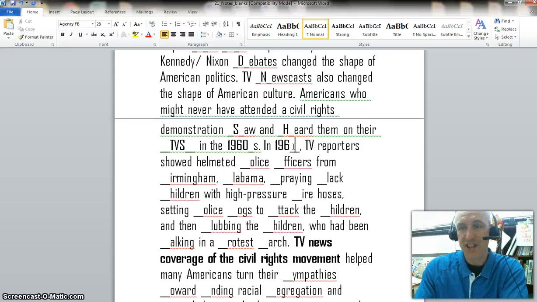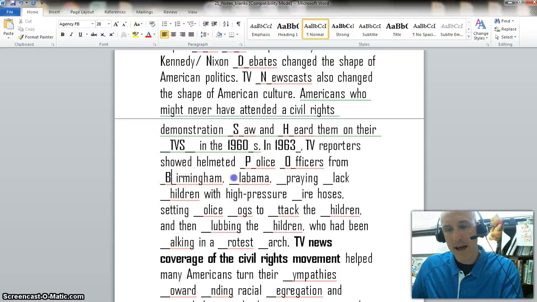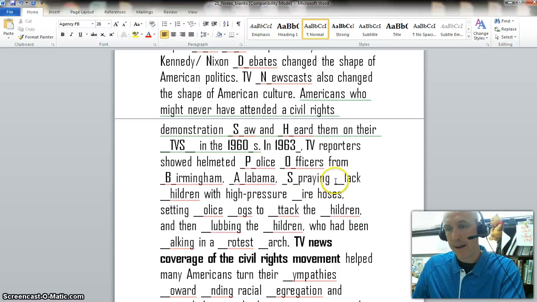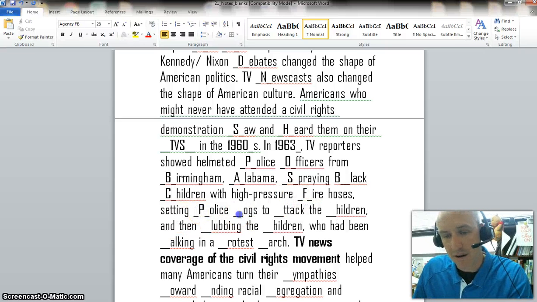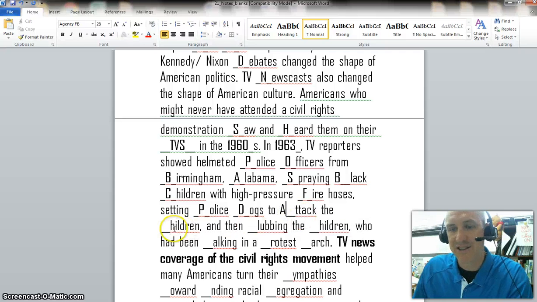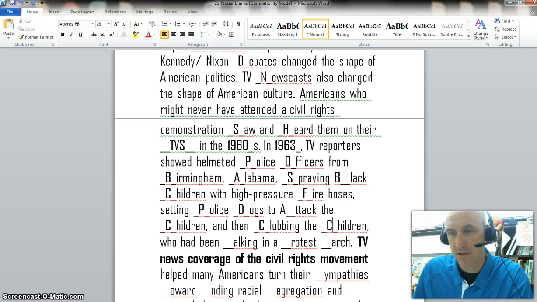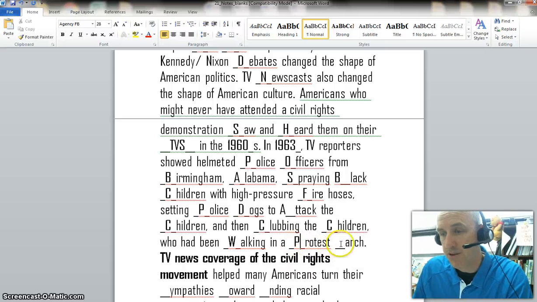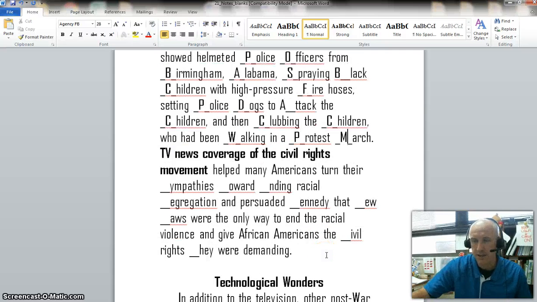The year 1963, all right, TV reporters showed helmeted police officers from Birmingham, Alabama, spraying black children with high-pressure fire hoses, setting police dogs to attack the children, and then clubbing them, beating them with clubs. The children who had been, all right, walking in a protest march. That's what they were doing. I'll show you those pictures back on my slide here in a minute. You just saw them a second ago, actually.